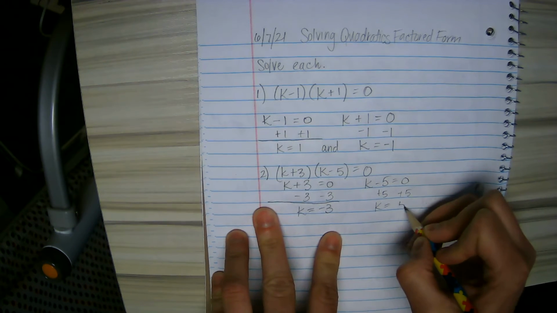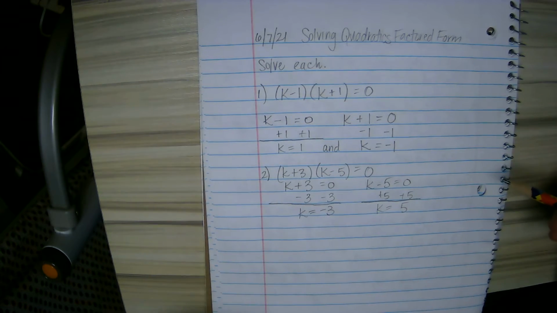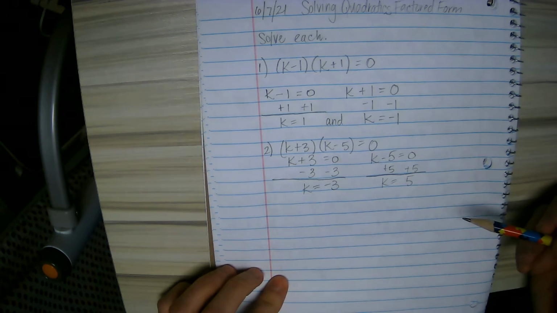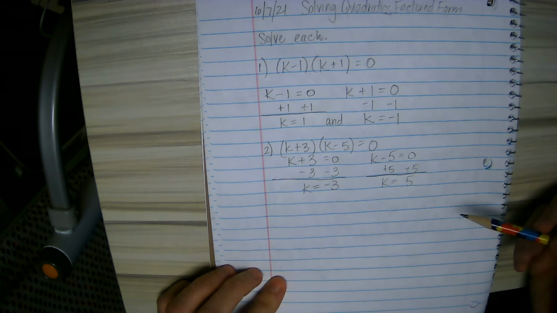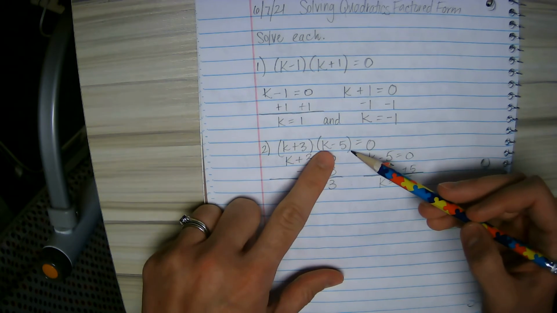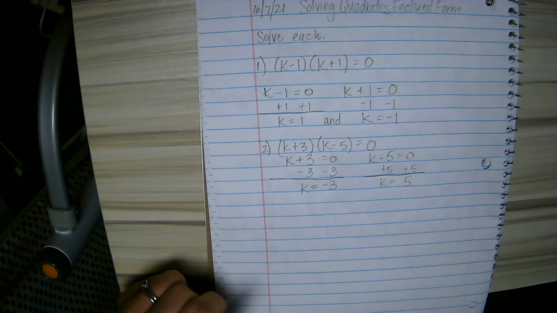K equals 5. Now you start to see a pattern, right? It's the opposite of whatever that is. So if it's positive 3, k equals negative 3. If it's negative 5, k equals positive 5. Do you see that?